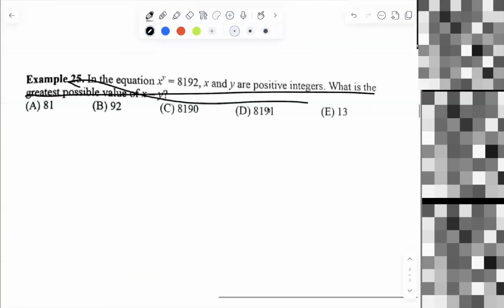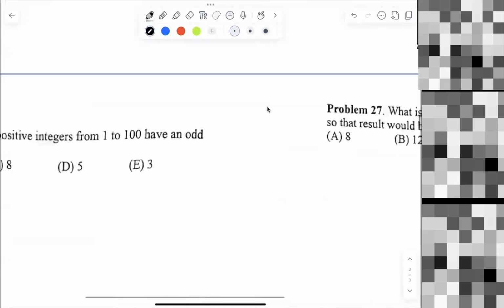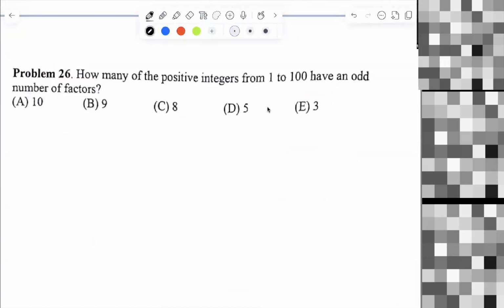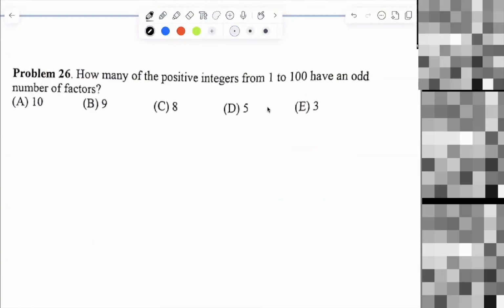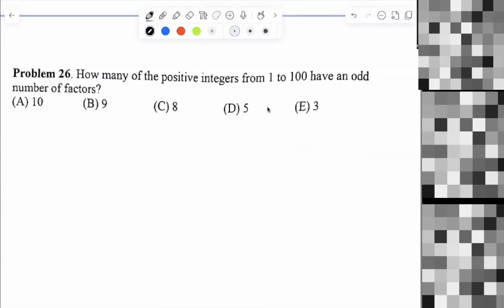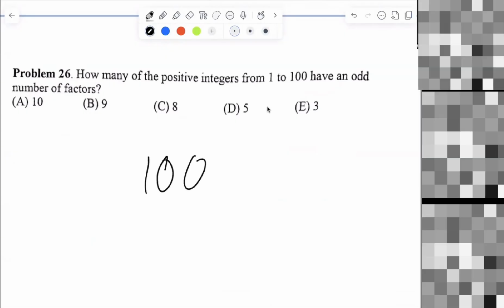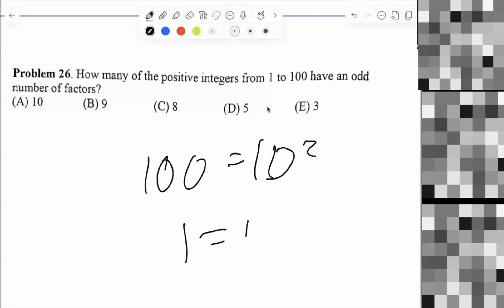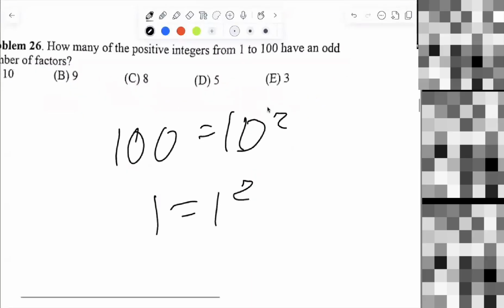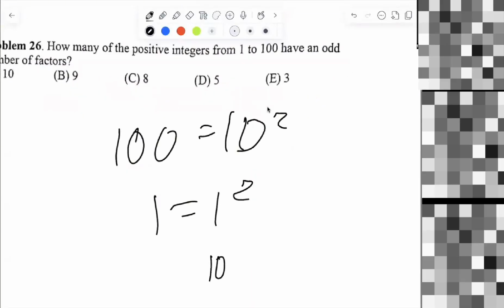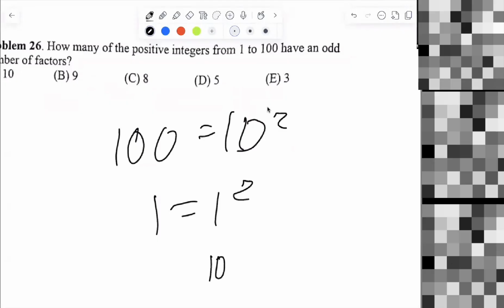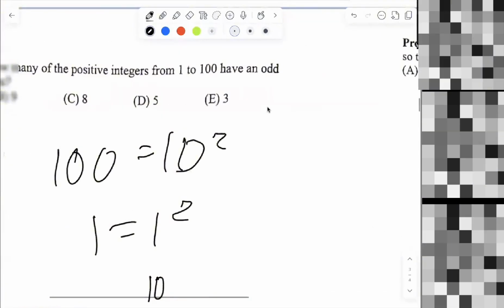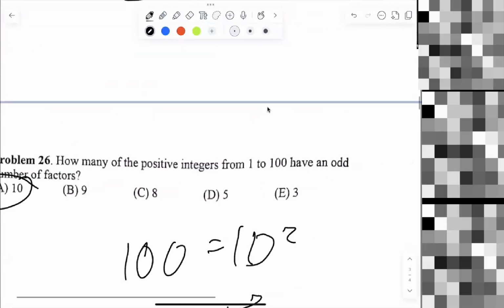Alright? This question we also have done before. Let's move on to problem 26. How many positive integers from 1 to 100 have an odd number of factors? We did this in the last class, and we know that 100 is 10 squared, and 1 is equal to 1 squared. So there's a total of 10 squares between 1 and 100. 10 squared is the biggest square, and 1 squared is the least square. So the answer to this question is just 10.